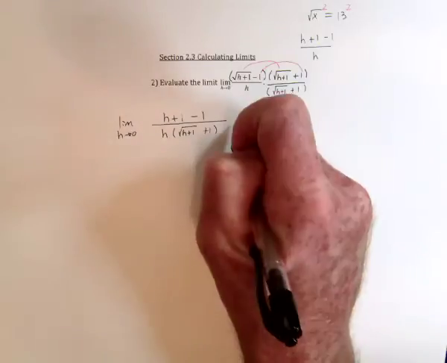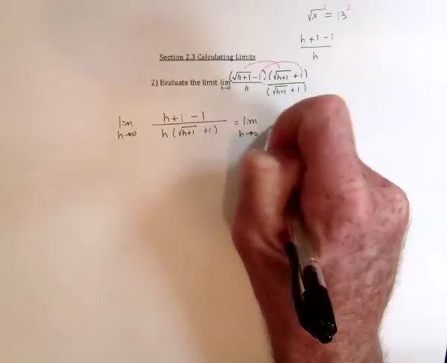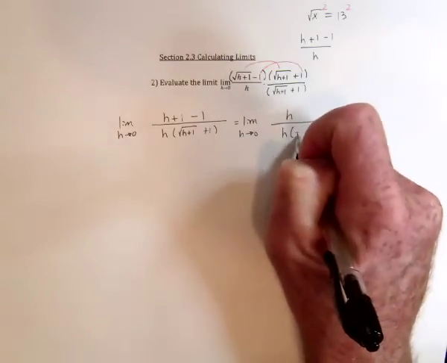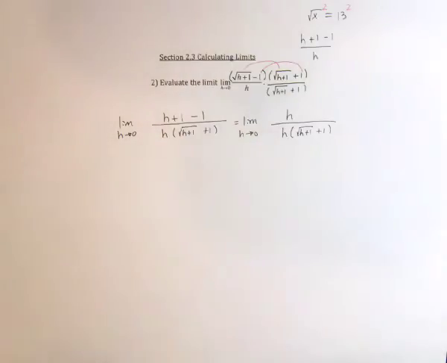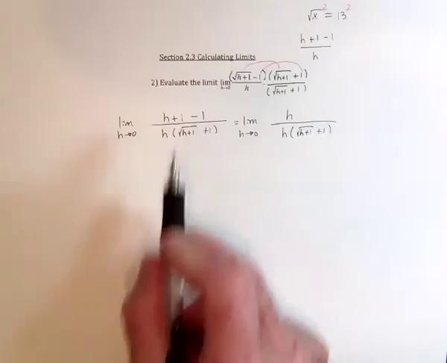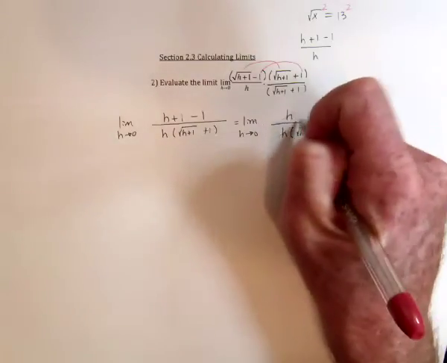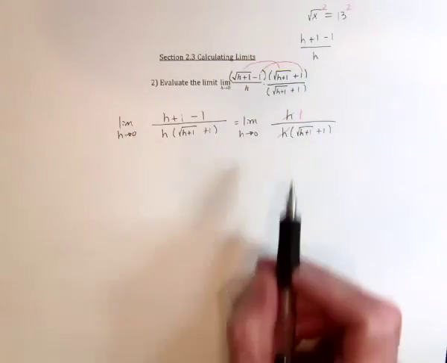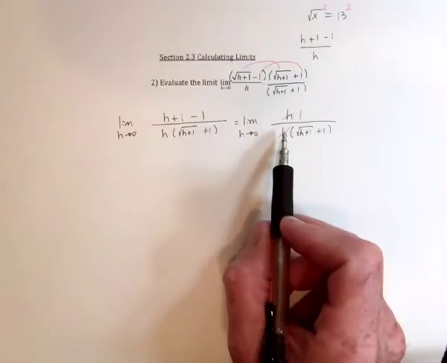Now the 1's can cancel, leaving just the h. In the denominator, leave it as it is for one more step. Now that the 1's are gone, we can divide by h in the numerator and denominator. And now that the problem that was causing the division by 0 has been eliminated, try substituting a 0 again.